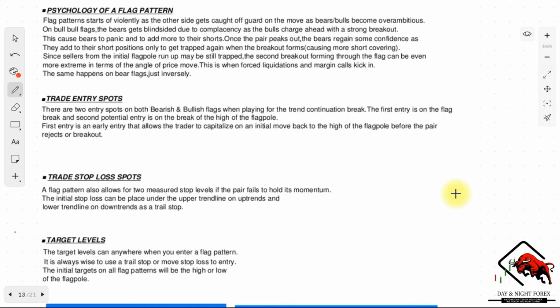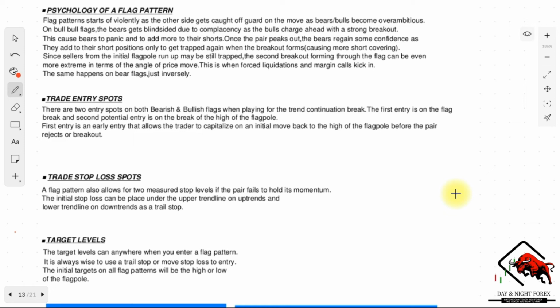Psychology of the flag pattern. So a flag pattern starts off violently as the other side gets caught off guard on the move, as the bears or the bulls become over ambitious. So on bull flags, the bears get blindsided due to complacency as the bulls charge ahead with a strong breakout. This causes bears to panic and to add more to their shorts. So when we're having that pullback, the bears regain some confidence as they add to their short positions, only to get trapped again when the breakout forms, causing more short covering.